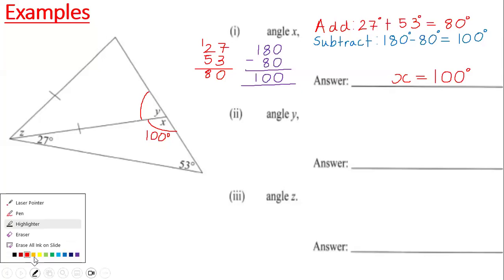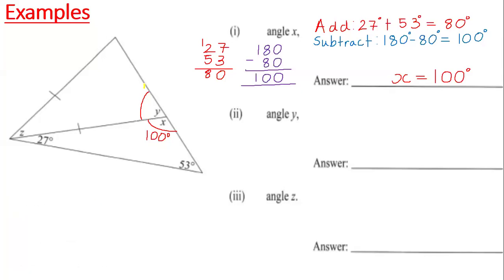Aiden is trying to make the case that these two angles are on a straight line. Are they on a straight line? Are these two angles on a straight line? Yes, sir.